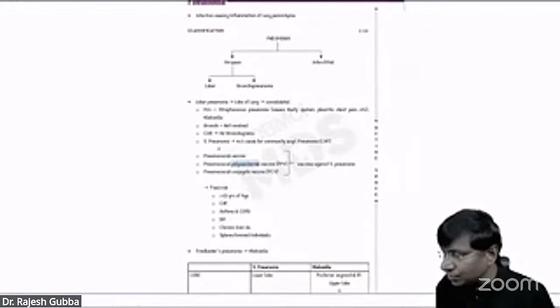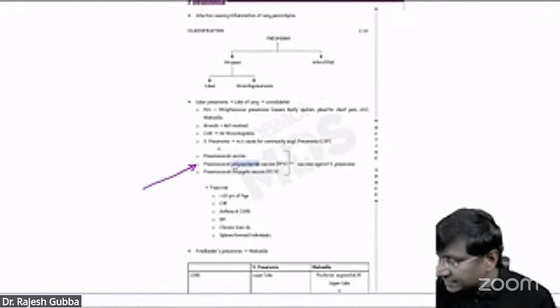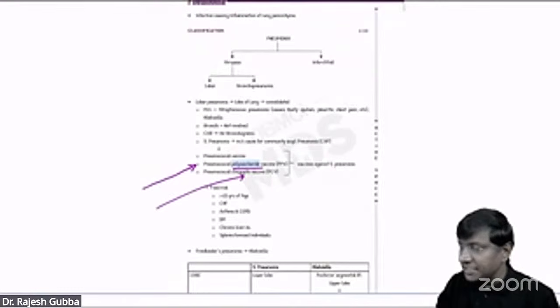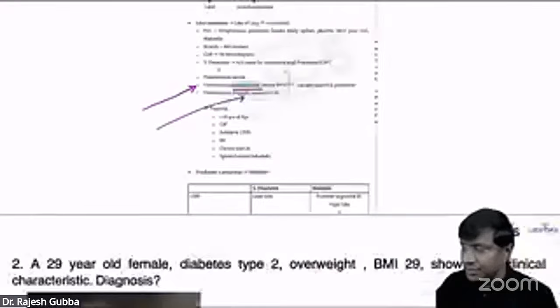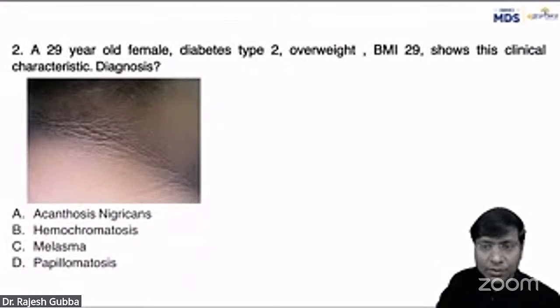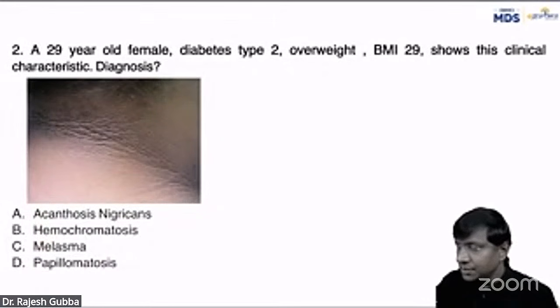And you can see in the notes, right? So you can just see here. This is the polysaccharide vaccine and this is the conjugate vaccine. So what is being preferred now? The conjugate vaccine is what is being preferred now. So this is directly from your notes. Now, coming on to the next question.